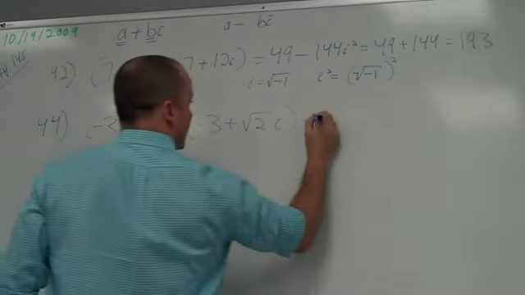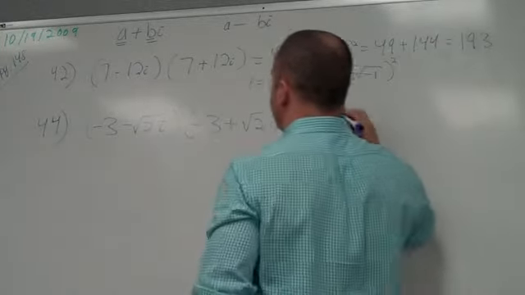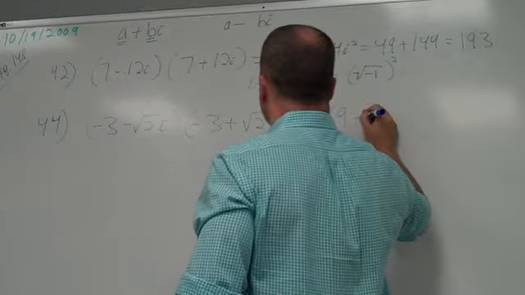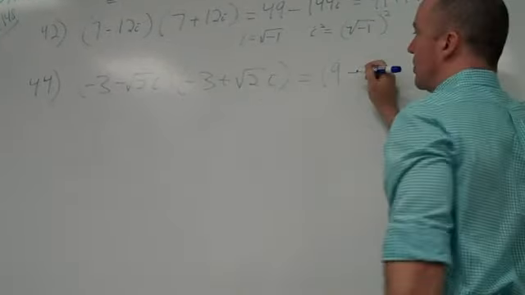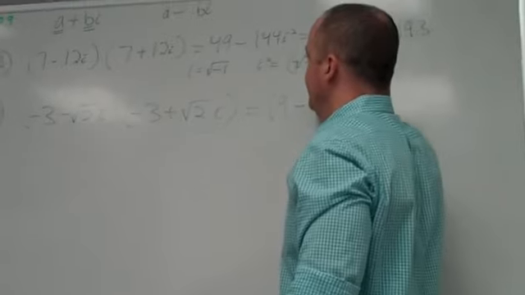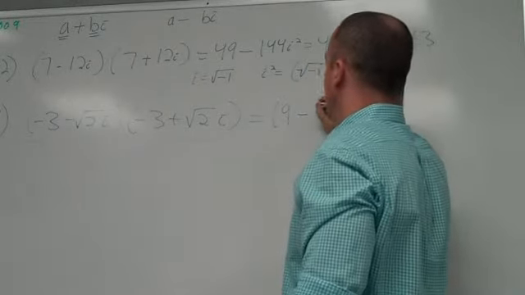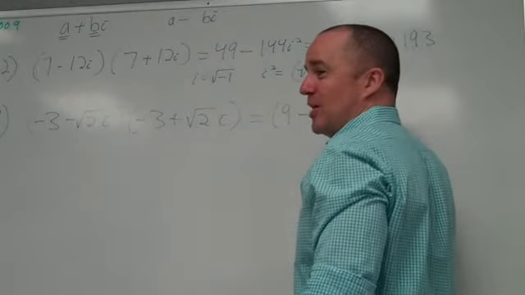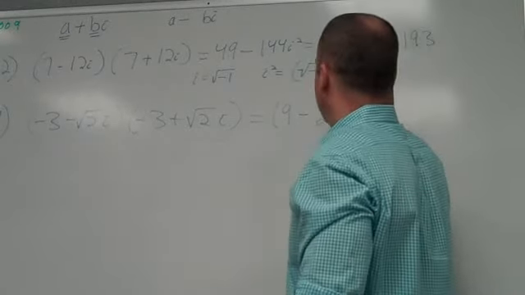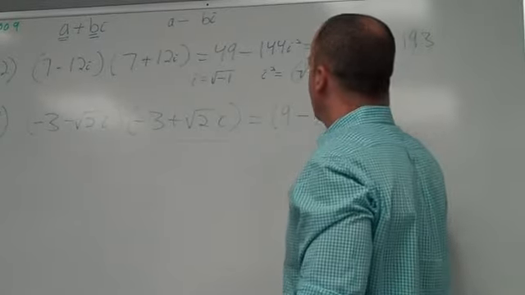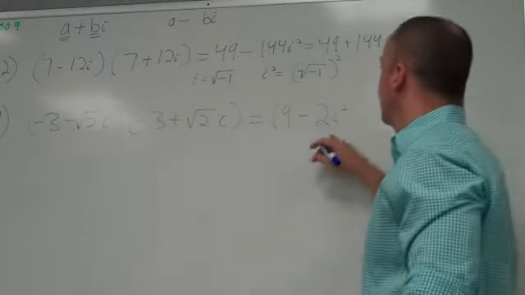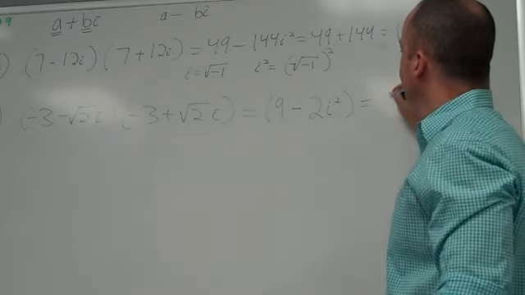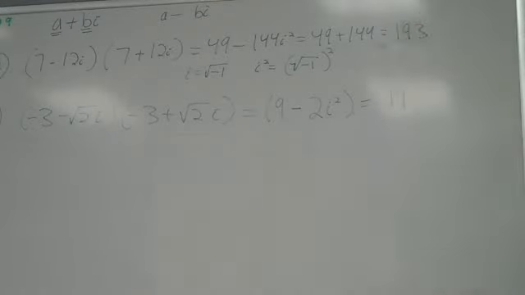Okay, so when I square the first, square the second, this becomes positive 9 minus, what's the square root of 2 times the square root of 2? 2. Oh, no, I thought you said 2 squared. And then square root of 2i times square root of 2i is 2i squared. I squared again is negative 1.